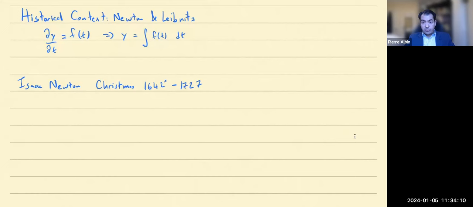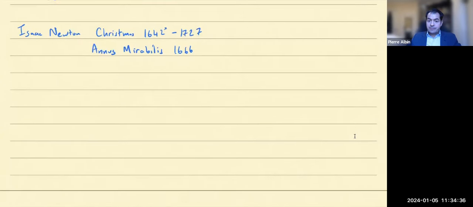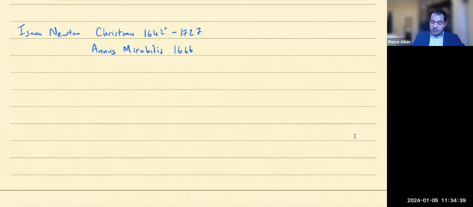Now, since they did not have Zoom, Newton spent his time deep in thought and had what is sometimes called his annus mirabilis, right? In 1666, which is just a fancy way of saying an amazing year, right? During that year, he developed his first draft of the theory of calculus.